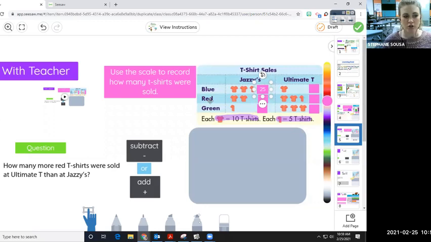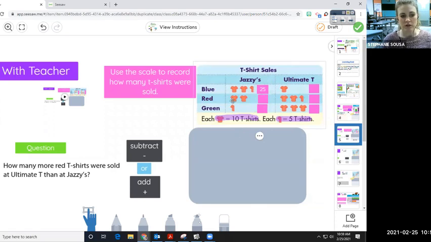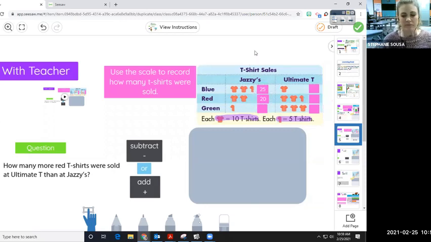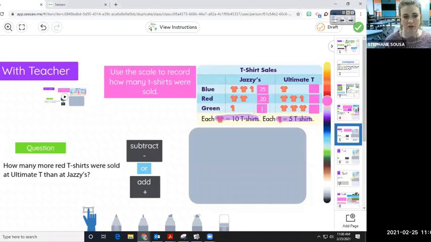How many red shirts were sold at Jazzy's shirt store? Well, there are 2 full t-shirts. That is 10, 20. 20 red shirts at Jazzy's. How many green t-shirts at Jazzy's? At Jazzy's, there's only 1 half t-shirt. A half t-shirt represents 5 shirts. So there were only 5 green t-shirts sold at Jazzy's.